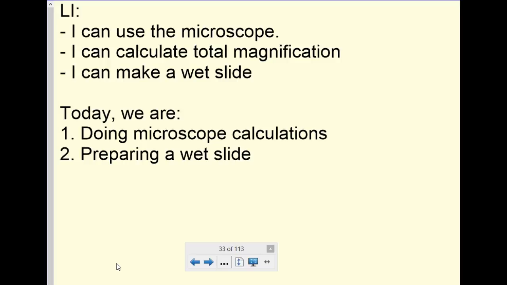So when you use the microscope today, what I want you to work on is your inner voice. Literally, talk to yourself as you're using the microscope and say, okay, I'm going to sharpen up the focus and I'm going to use the fine focus knob. And actually talk through it in your brain as you use the parts of the microscope.